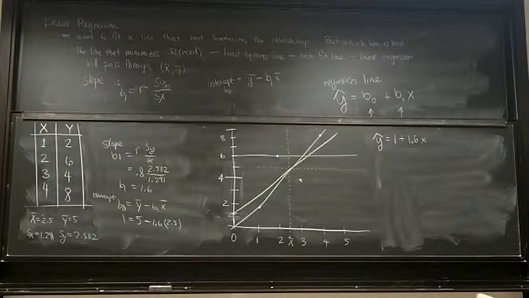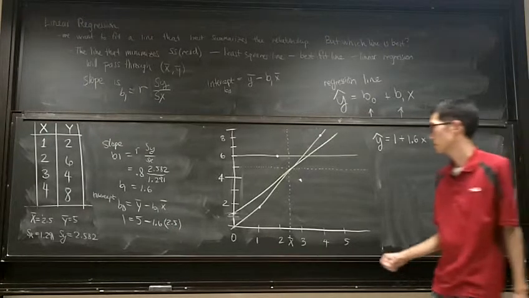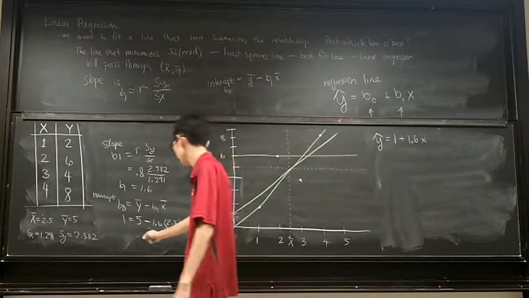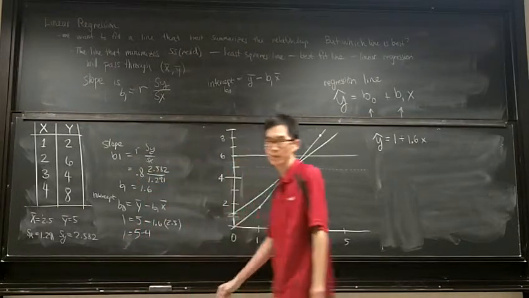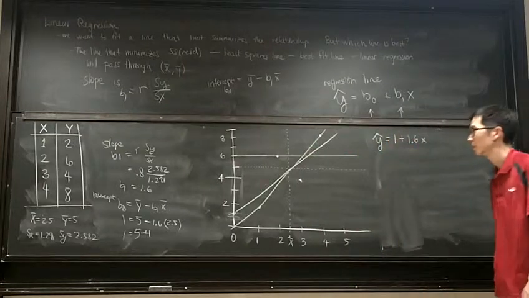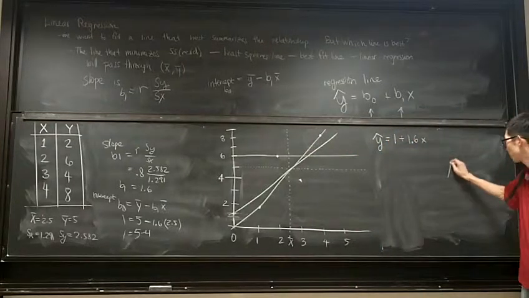Is that a 1 for the intercept? Yeah, this is a 1. This is 5 minus 4, which equals 1. In Europe, they write their ones like this.